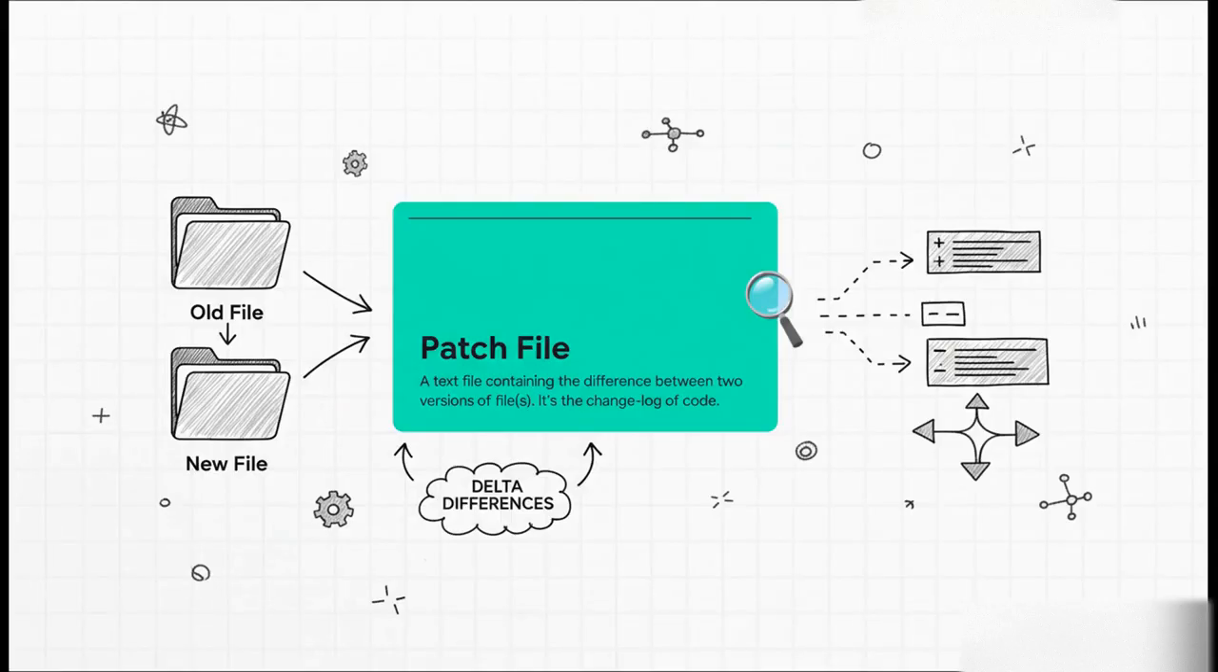At its core, a patch is just a tiny text file that only contains the differences, the delta, between two files. You can think of it like a super specific recipe, telling the computer exactly what to do. Remove this line here and add this new line here to turn the old file into the new one.